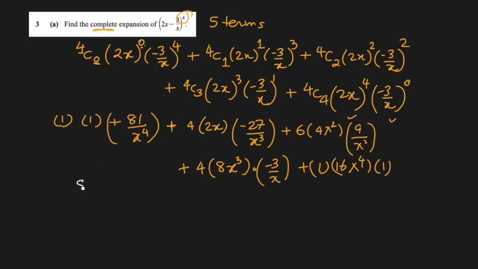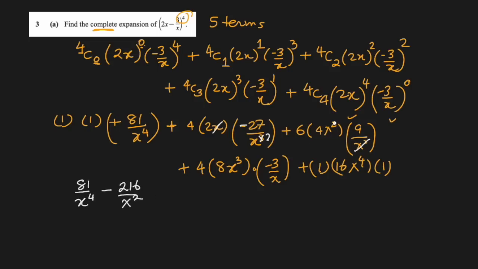This one is 81 over x to the 4. Plus, rather it will be minus because there is a minus here. This x will cancel with 3 of them and we'll be left with only 2. So we'll get 27 times 4, which is 108, and 2 is also there. So 108 times 2 is 216. That's what we should write here. 216 over x squared.